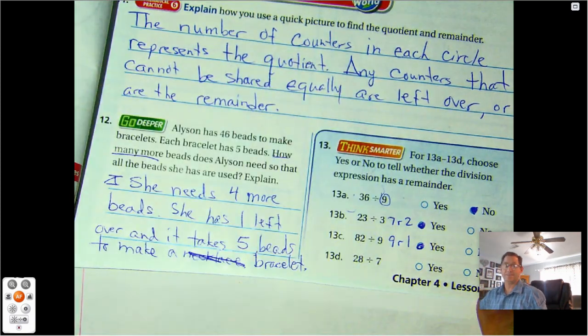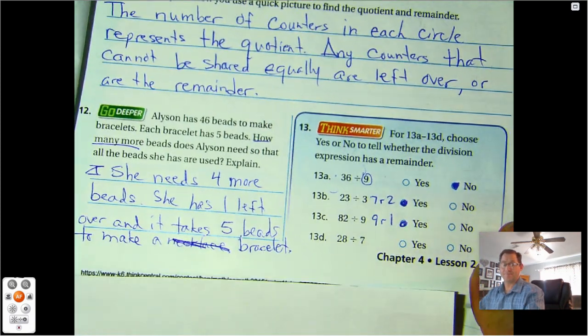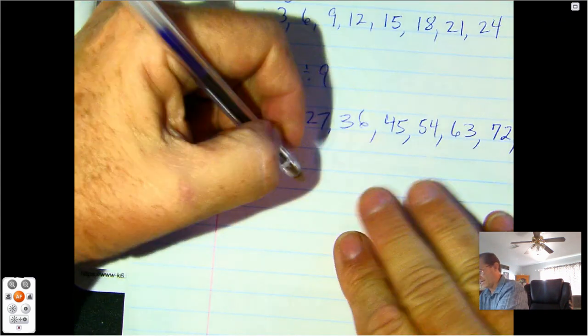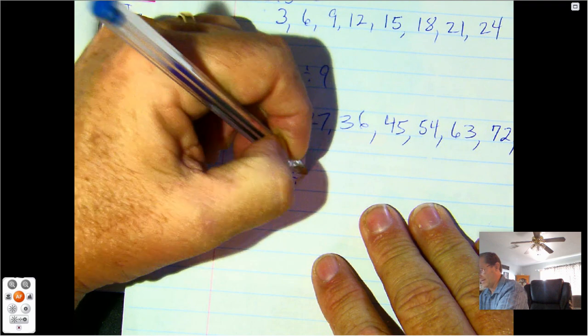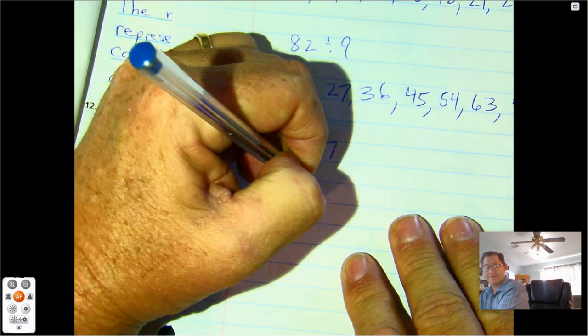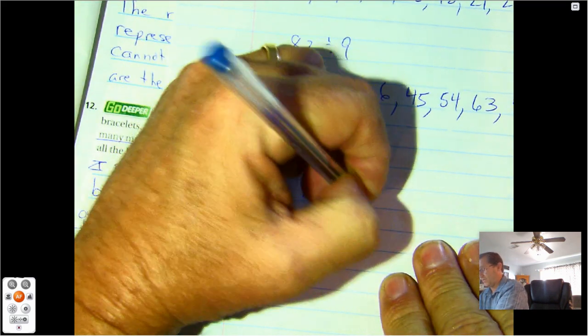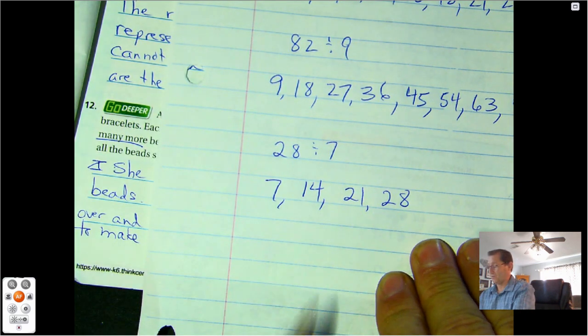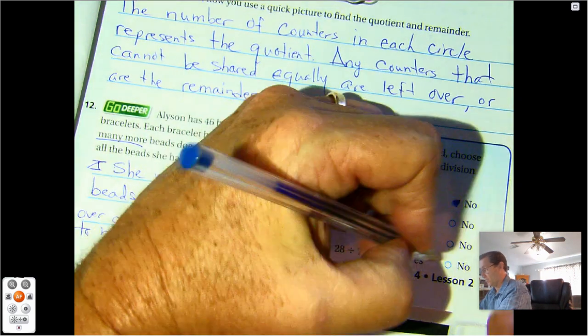And 28 divided by 7. 7, 14, 21, 28. Oh, I match. And so there's nothing left over. I had 4 7s. So no, there's not going to be a remainder for that one. All right, let's go to page 150.